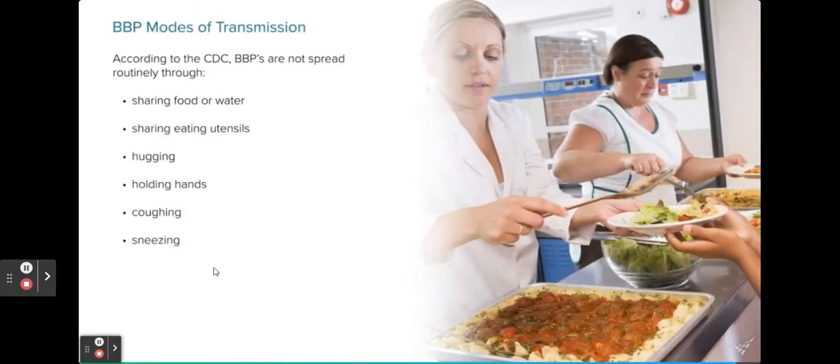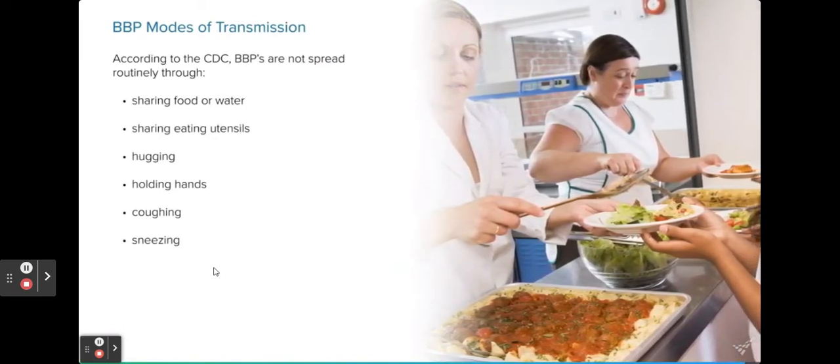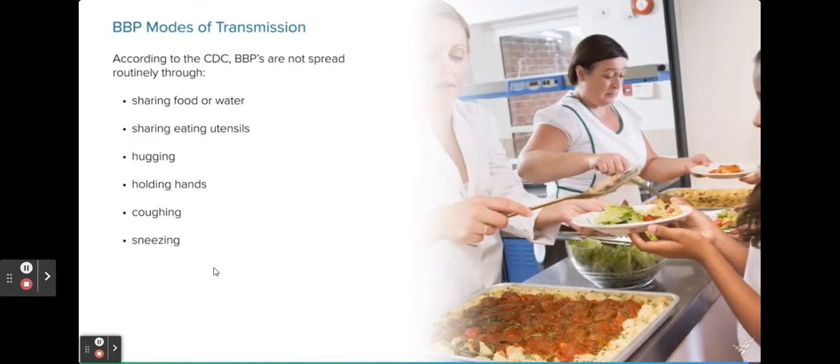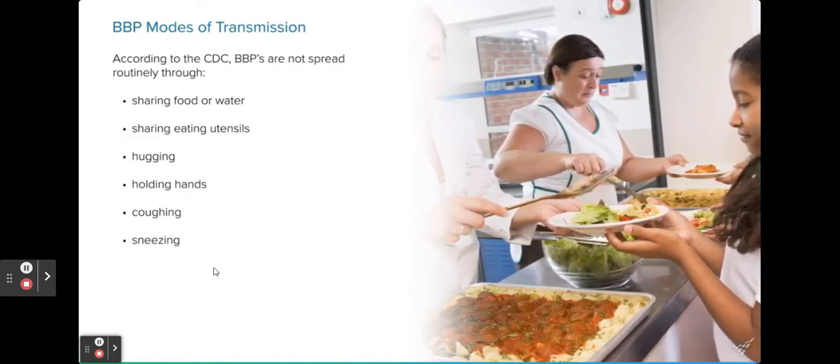According to the CDC, bloodborne pathogens are not spread routinely through common contact, such as sharing food or water, sharing eating utensils, hugging, holding hands, coughing, and sneezing.